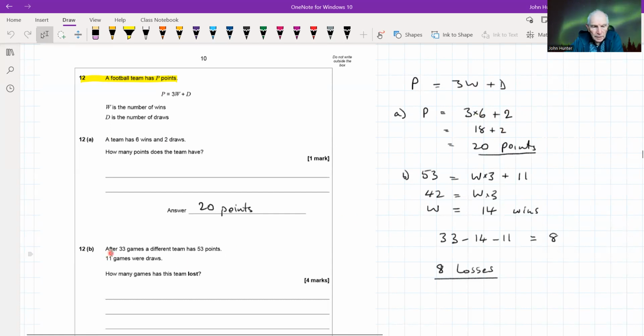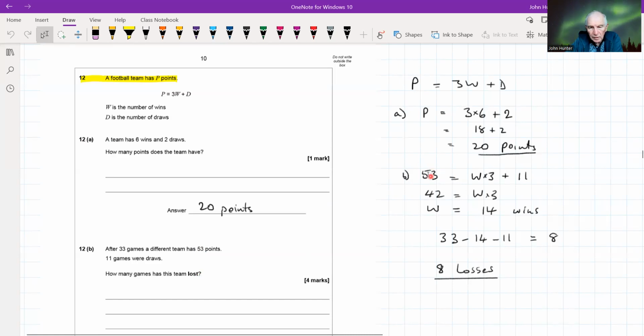Now in this one, there's slightly more to it. After 33 games, a different team has 53 points. 11 games were drawn. How many were lost? Well, our formula doesn't really have anything to do with lost games, but if we know the number won and the number drawn, then we'll be able to work that out. We know the number played as well. So what we're going to do is some substitution. Let's put these numbers into our equation. So we haven't got anywhere to put this 33, okay.